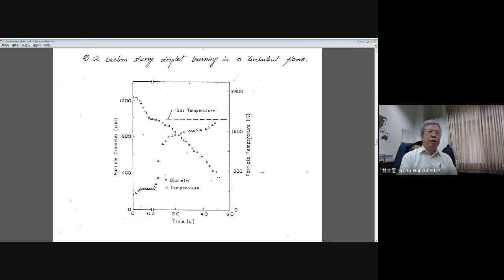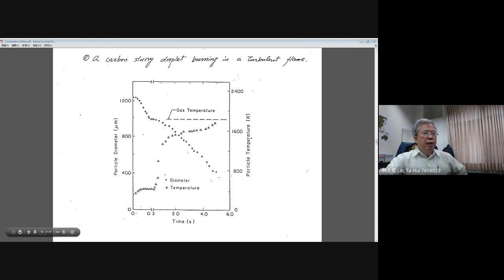As you increase the time, the surface area decreases linearly for droplets of liquid fuel. But for the carbon particle, you can see the diameter of your carbon particle decreases linearly as the time increases. Okay. Now look at the whole period for the burning of a carbon slurry.